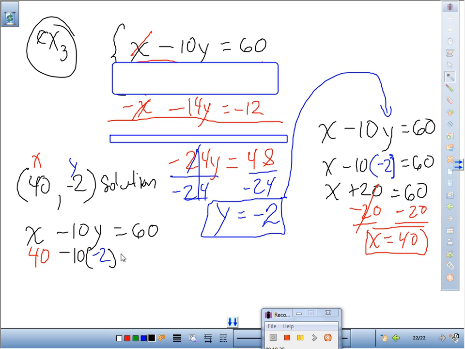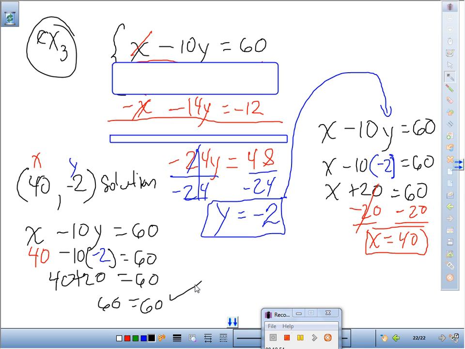And I bring everything else down. 40 minus 10 times negative 2 equals 60. What is negative 10 times negative 2? Positive 20. Bring everything else down. What is 40 plus 20? Is 60 equal to 60? Yes. Therefore, just to double check, we would check the second equation and do the same thing, and that's how we check to make sure it is a solution.